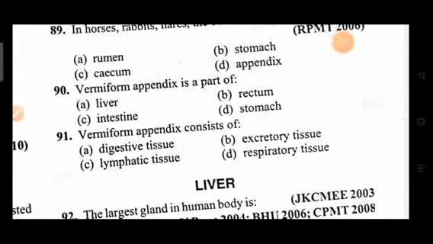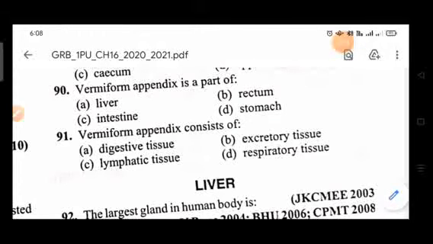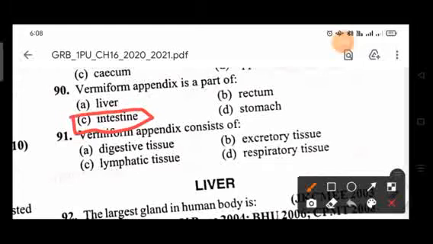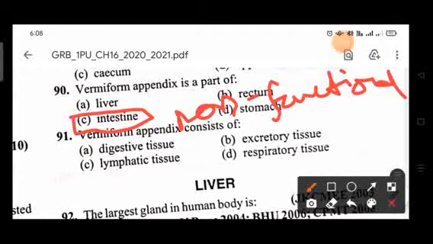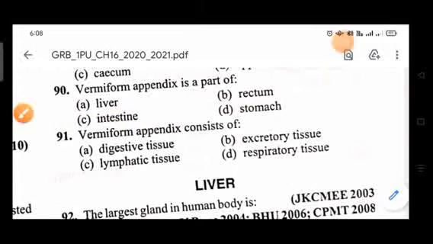Vermiform appendix is a part of what? Vermiform appendix is rudimentary in human beings, and it is active in herbivorous animals. It is just a connecting link between the small intestine and large intestine. As neither large intestine nor small intestine is mentioned, we can go with the option intestine. So it is a connecting link, and it is a vestigial, non-functional organ.